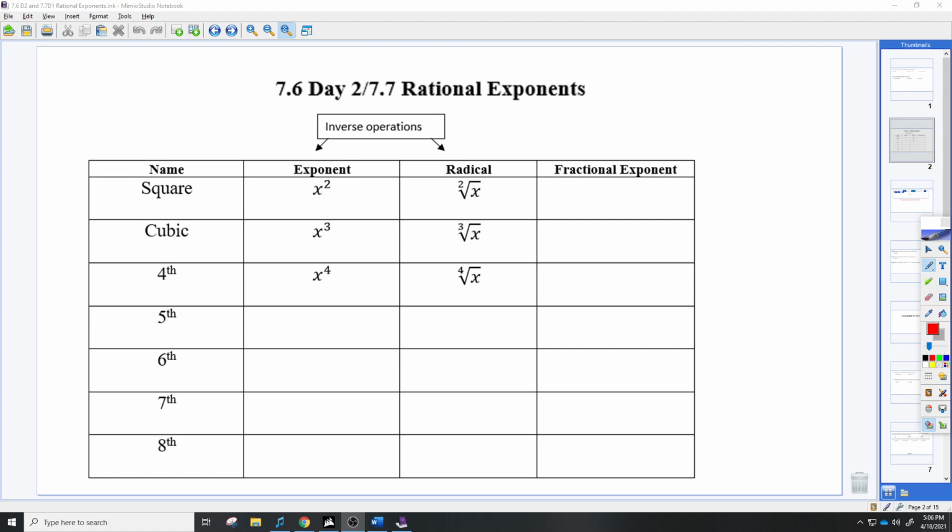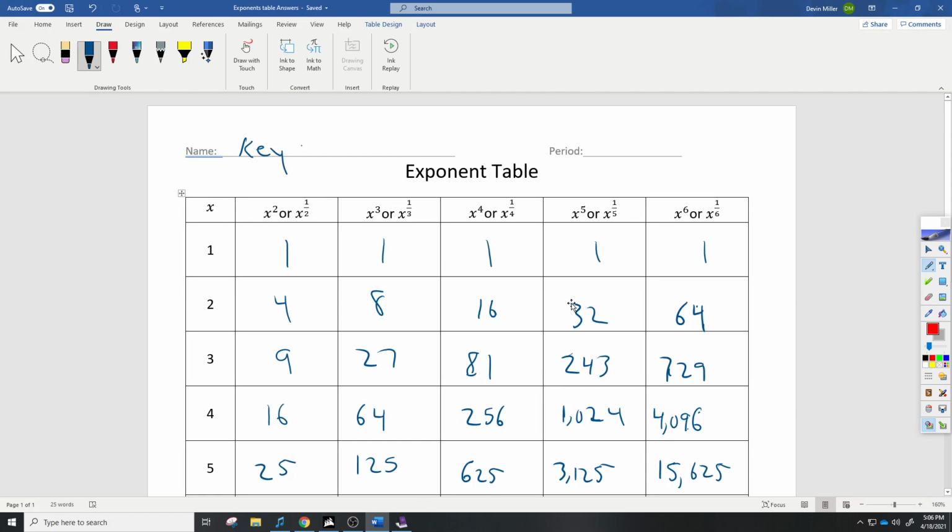So 7.6 was actually split into two different parts. We're going to do day 2 and also move into 7.7 for rational exponents. And one other thing you should have for this particular lesson is this exponent table filled out completely. So at this point, this should be completely done.